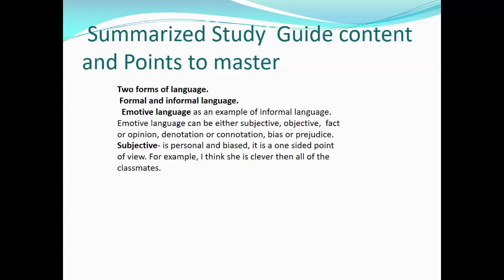Emotive language is an example of informal language. And what is emotive language itself? Emotive language can be either subjective, objective, fact, or opinion. Denotation, connotation, bias, or prejudice. These are the components which fall under emotive language, and emotive language is a component which is under informal language. And those are the types of language that we have there. Subjective, we know these things, and objective, fact and opinions.